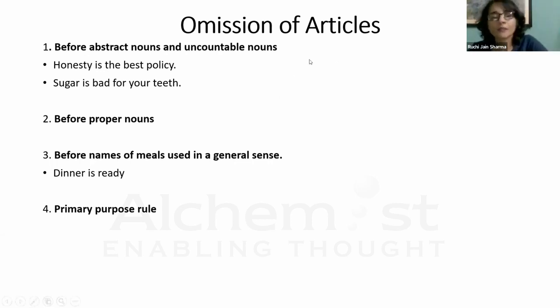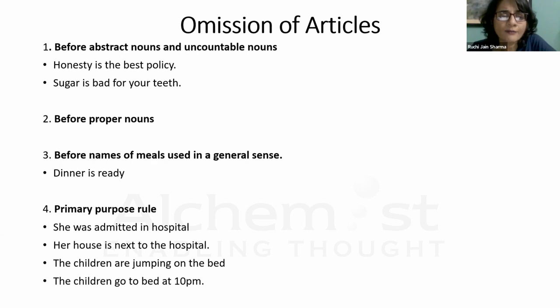Now, the next rule that I'm discussing is very important, so please pay attention. It's called the primary purpose rule, right? Here I have these 5 sentences. First is, she was admitted in hospital. Her house is next to the hospital. The children are jumping on the bed. The children go to bed at 10 p.m. And she goes to school every day. Now, you'll see कि कभी द लगा है, कभी नहीं लगा है. So, hospital में first sentence में द नहीं लगा है, second में लगा है, right? Bed में एक sentence में लगा है, एक में नहीं लगा है, right?